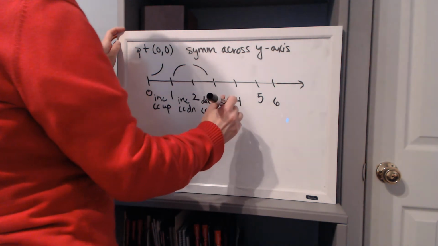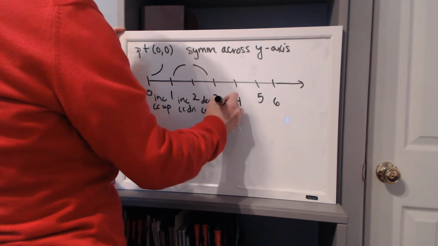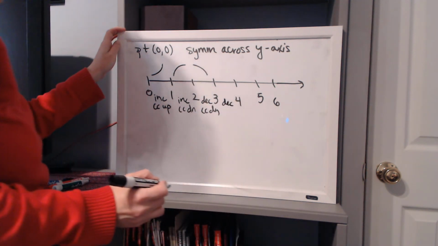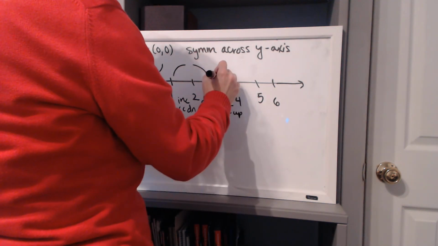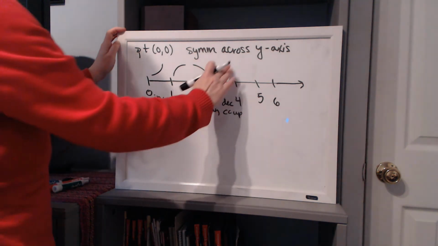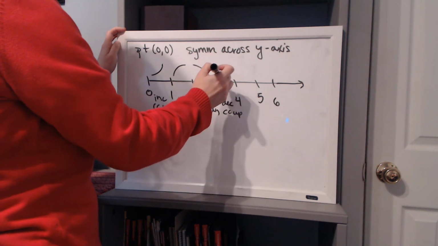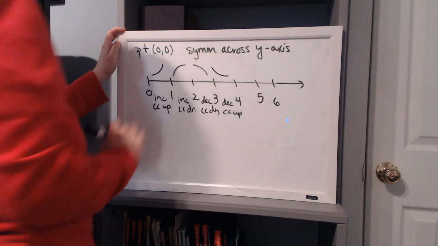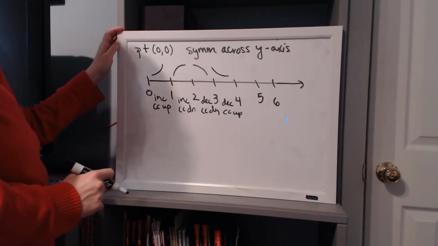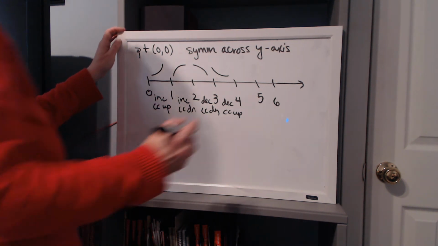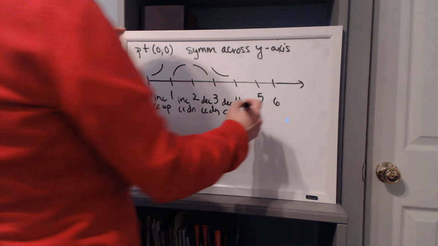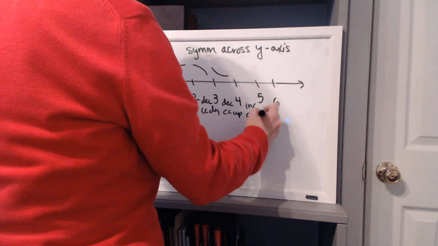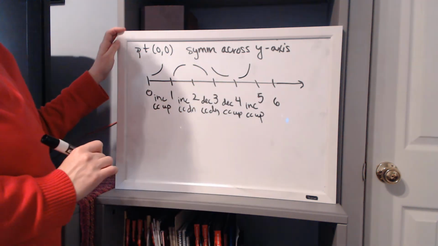Between 3 and 4, the function is still decreasing, but now we have switched to concave up. So you should get something that looks, oops, not like that, that's increasing. So we want decreasing and concave up, so that looks like that. Between 4 and 5, now we have switched to increasing again, but we are still concave up. So we get something that looks like this.